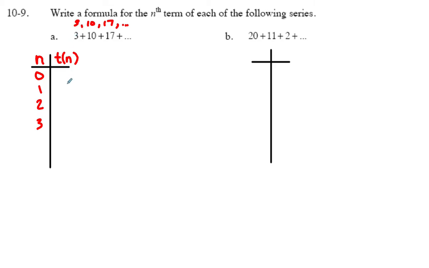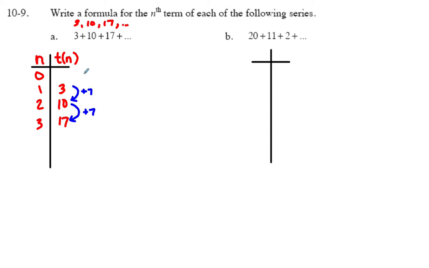But our first term is 3. Our second term in this series is 10. Our third term is 17. As we're going through this, we should notice that there's a common difference. That's how we know that it's arithmetic, because we're adding the same amount each time as we go from one term to the next.